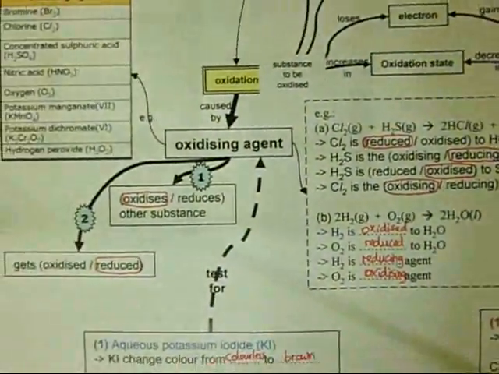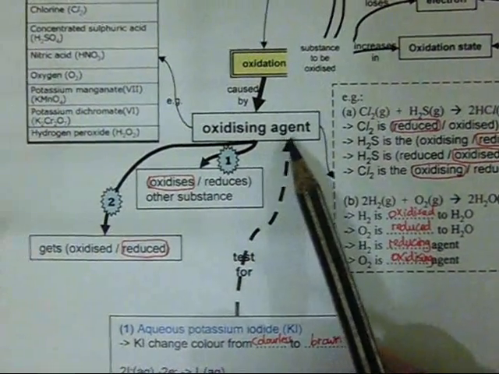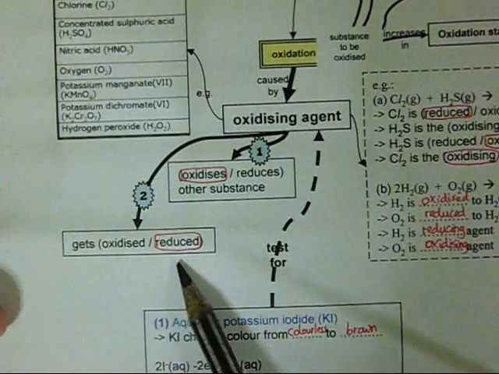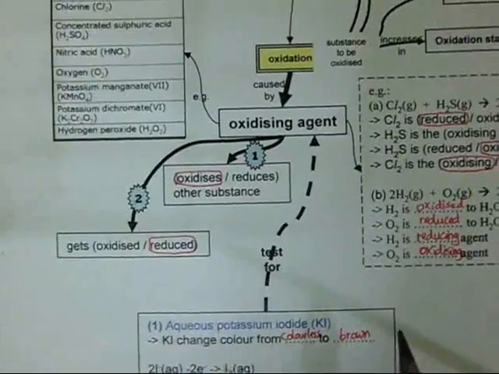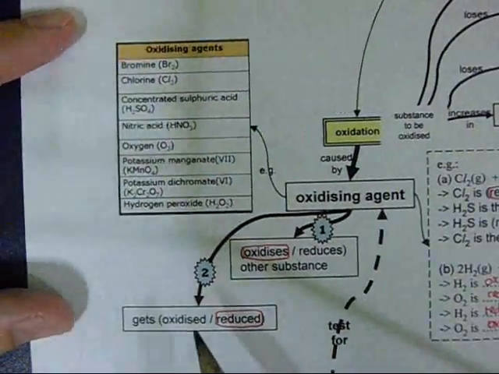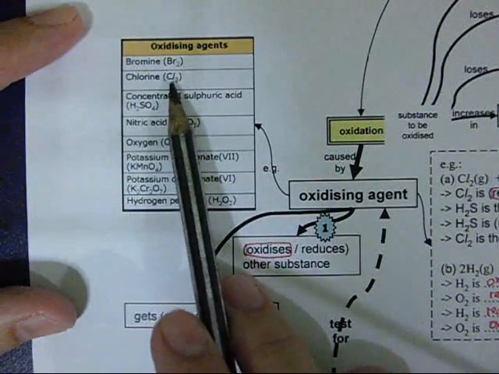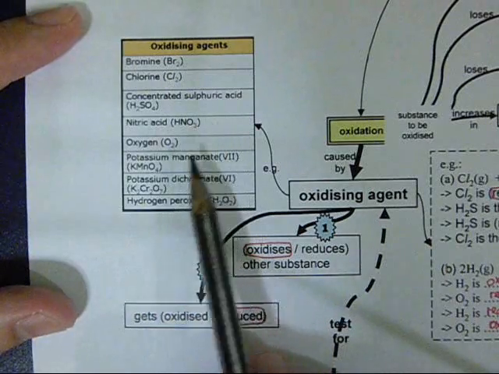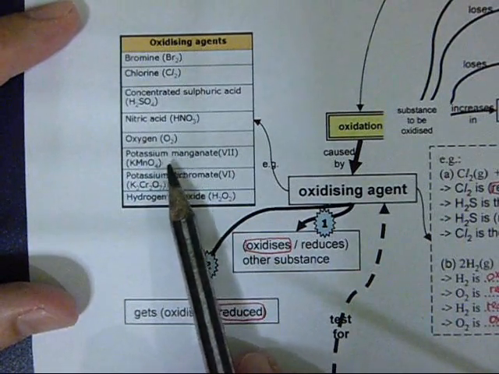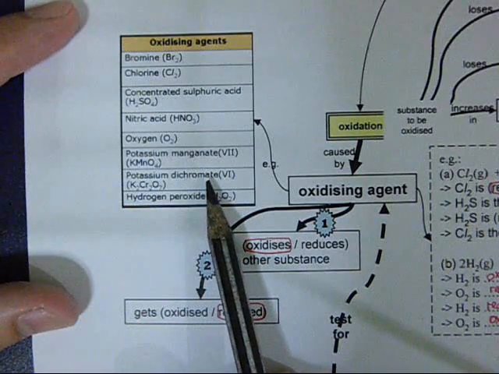Okay, then we go to the oxidizing agent. So you need to know that an oxidizing agent oxidizes other substances and it itself gets reduced. Okay, these are the common oxidizing agents. So you have to remember these oxidizing agents. Basically, it's a halogen, concentrated sulfuric acid, oxygen. Of course, oxygen is an oxidizing agent, and especially these two, potassium manganate(VII) and potassium dichromate(VI).